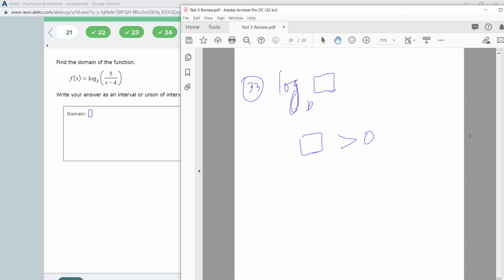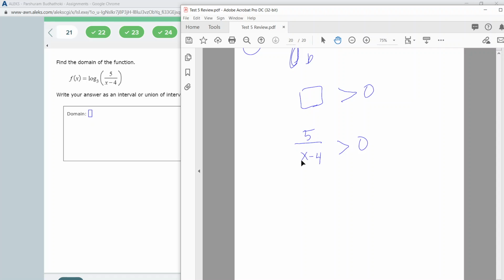So in this case, anything is 5 over x minus 4. So we need to find out where this is greater than 0. The first thing is that x cannot be equal to 4 because that makes things undefined. So x minus 4 cannot be equal to 0. That means x cannot be equal to 4. That's the first requirement. Now we have to solve where this function would be greater than 0.